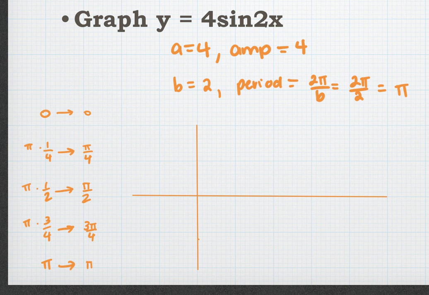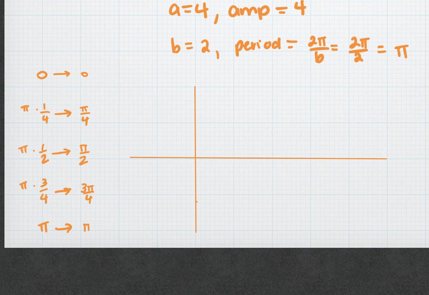With me so far? Now I'm going to mark all of those points. 0 is the first one. Pi over 4 is the second one. Pi over 2 is the third one. 3 pi over 4 is the fourth one. Pi is the last one. They do not have to be on these grids. They just have to be equally spread out.